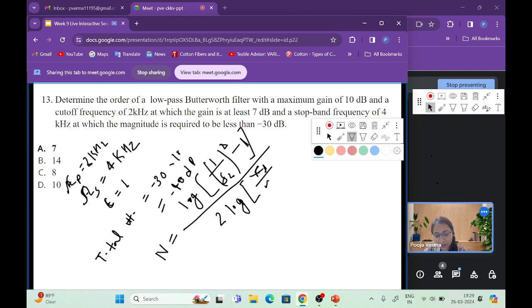and you will get the order of the filter as approximately 7. Delta 2 is given as 0.01, so 1 by delta 2 is 10 to the power 4, right? 10 to the power 4 minus 1, divided by 2 log 2. If you solve this, you will get the approximate value 6.64, which is equal to 7. Because n must be greater than or equal to this value, the value 6.64 becomes 7. So the correct option is option A. Option A is the correct answer.